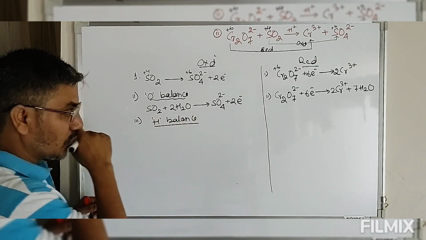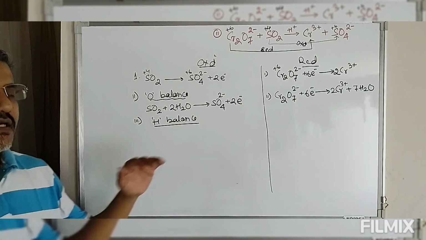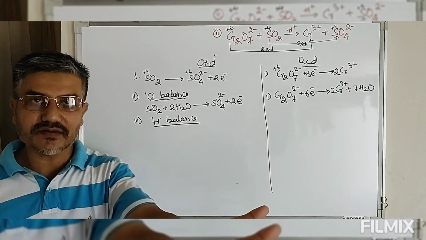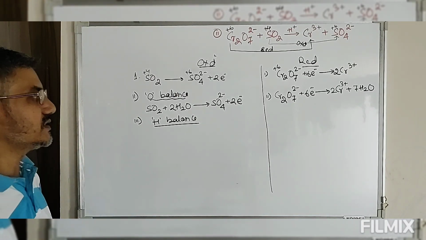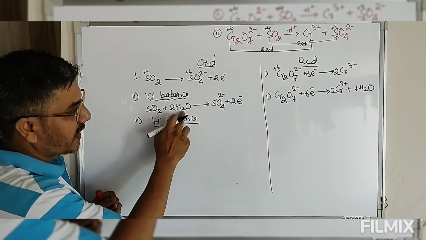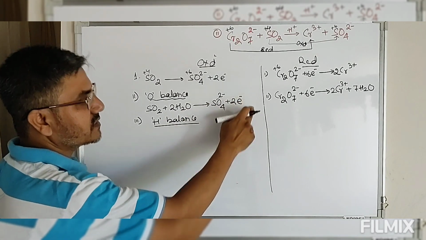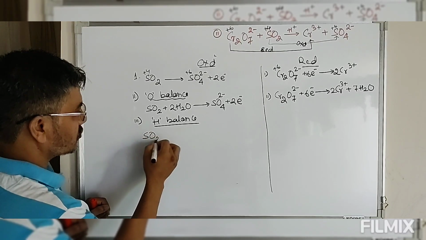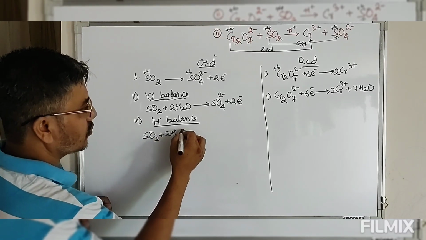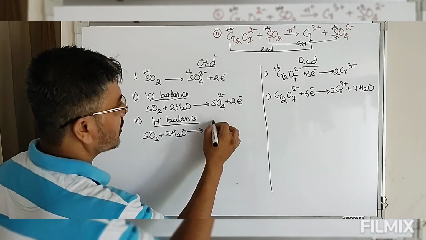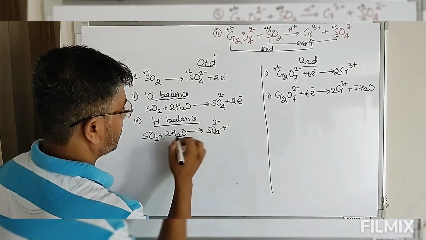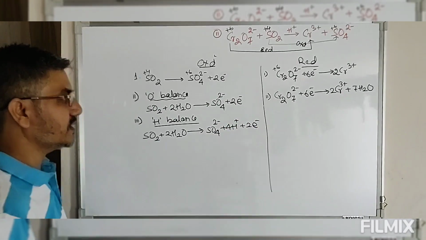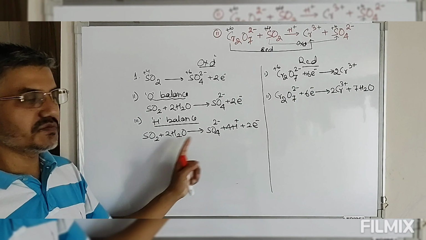Hydrogen balance. So the rule says in acidic medium, simply add H plus ion to the side having deficiency of hydrogen. So now look at this. यहाँ पे we have 4 hydrogen है. There is no hydrogen on the other side, so there is a deficiency of 4 hydrogen. So we have to simply add 4 H plus ion. So SO2 plus 2H2O gives you SO4 2 minus plus 4 H plus ion plus 2 electrons. तो अब देखिए हाइड्रोजन भी बैलेंस हुआ, ऑक्सीजन भी बैलेंस हुआ.